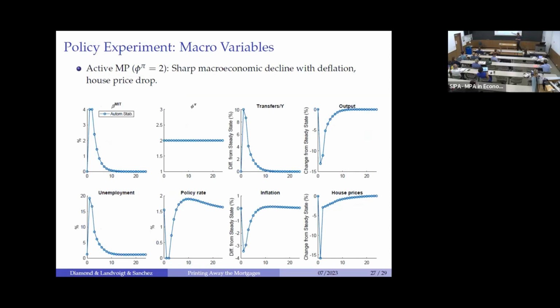Okay, and here's what the results look like. Here is only with just the standard fiscal policy rule, no actual emergency helicopter drop. People are patient. We get a surge in unemployment up to 20%. The policy rate drops, deflation, a real big drop in output, and actually a crash rather than a boom in house prices. That's because everybody's defaulting on their mortgages. I'll show those variables as well soon.